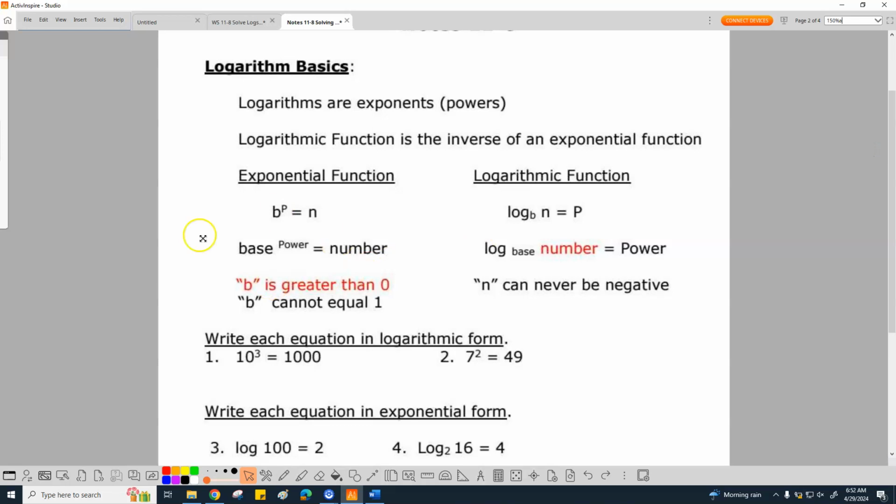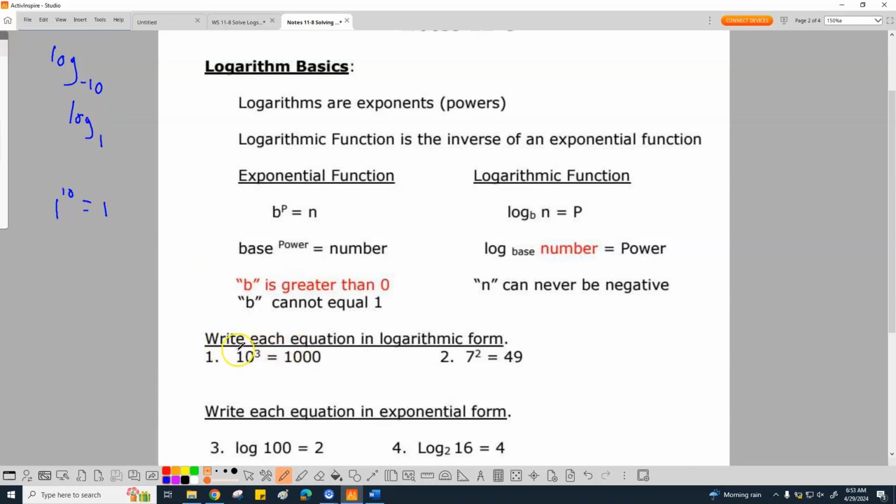Before I get into that, this right here is just letting you know a couple of things that you can't have with logarithms. For instance, you'll never have a log base 1. That's just not going to happen. It's because it's like saying, what is 1 to the power of 10? 1 to the power of 10 is just 1. The other thing it's saying is we don't have negative numbers. You'll never have a log of negative 10. So the base has to be greater than 0 and cannot be equal to 1. So just know that.